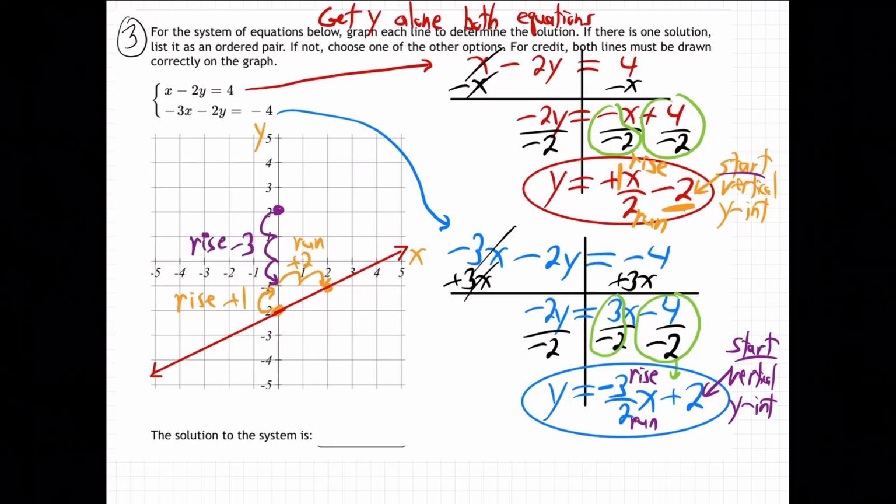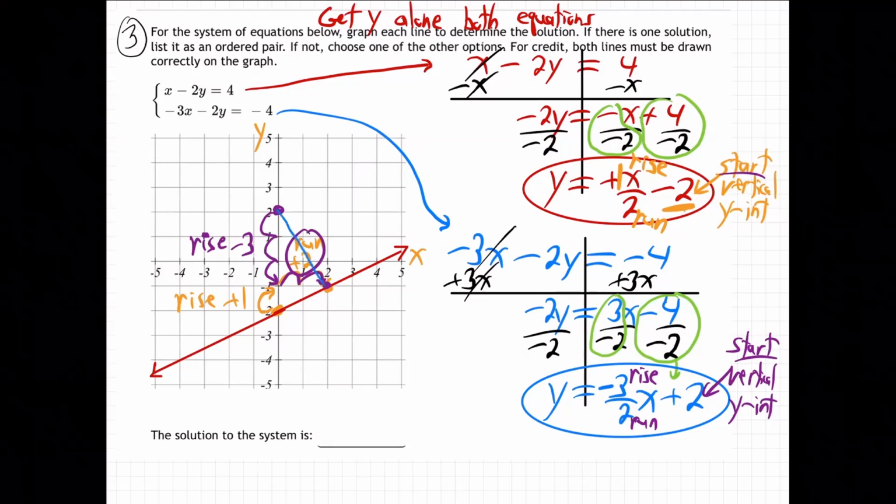Rise is -3, and then run 2. So 1, 2. So it's the same thing as that one, run 2. And it ends up right there, doesn't it? Look at that. It's easy to tell where they intersect. Okay, so now connect those 2.